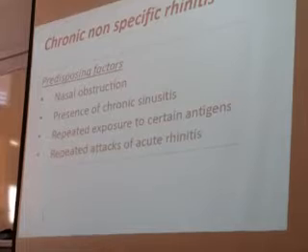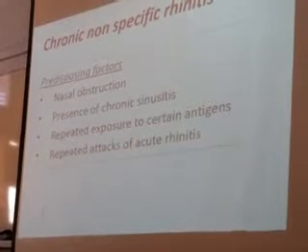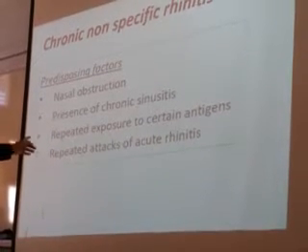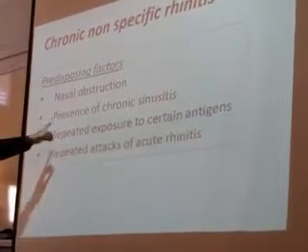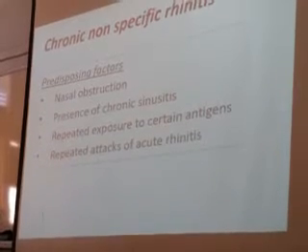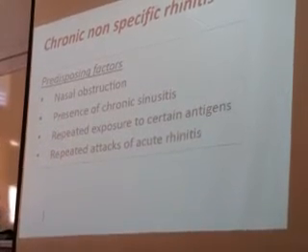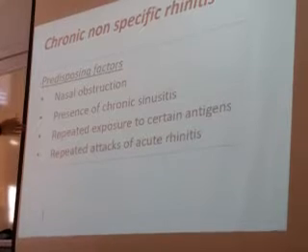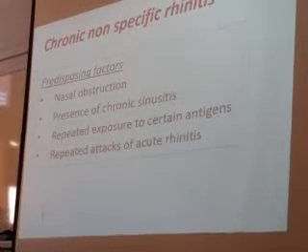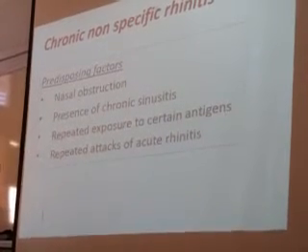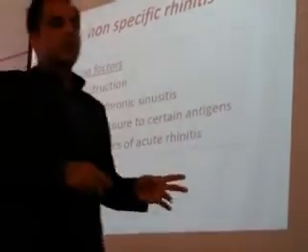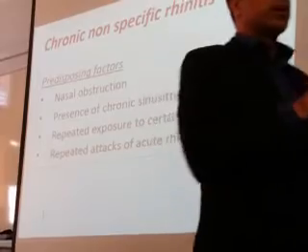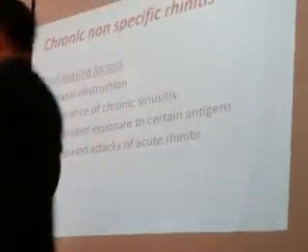So what are the predisposing factors? Acute attacks of rhinitis can lead to chronic rhinitis. The presence of chronic sinusitis can also lead to chronic rhinitis, they are interconnected. Nasal obstruction is another cause, and repeated exposure to antigens. If a person is allergic and you expose the person repeatedly, it can lead to chronic rhinitis.